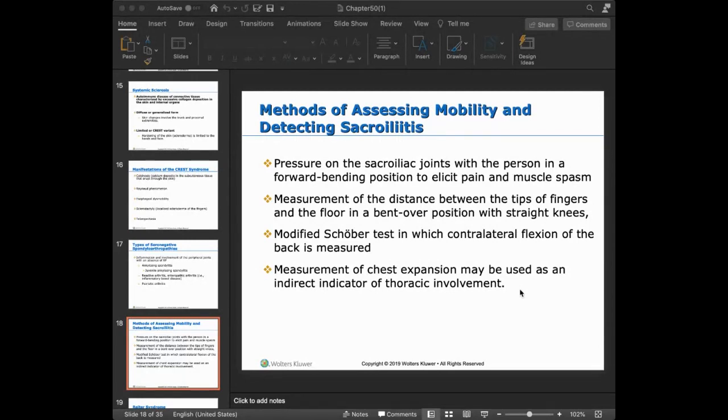We do a modified Schober test and look for flexion of the back from side to side. So how well can they flex or move their back from side to side laterally? And then we also want to measure for chest expansion, which will tell us whether or not the rib bones also have issues with their mobility or with inflammation in those connective tissues as well. So is there any thoracic involvement, or is it just the sacrum?